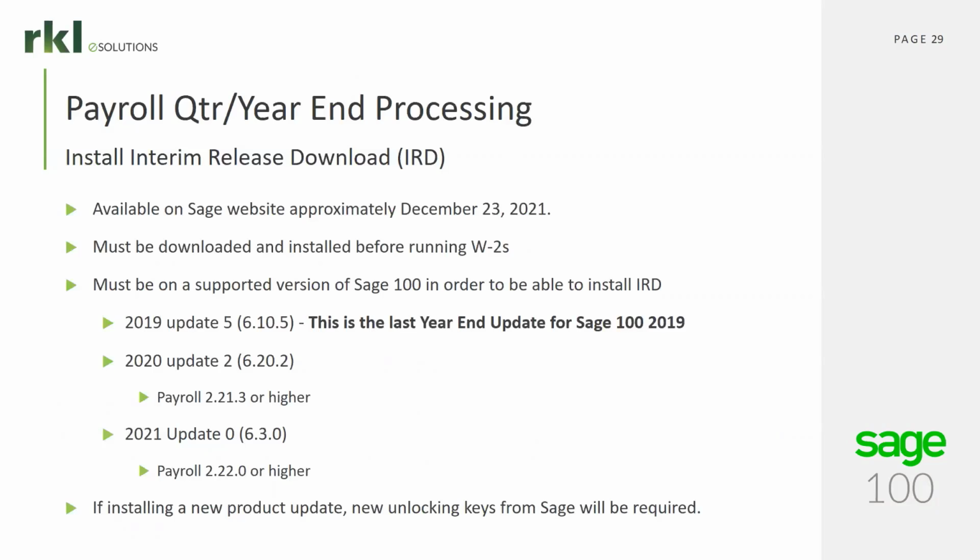It must be downloaded and installed before running your W-2 forms. And again, these are the supported versions of Sage 100 in order to be able to successfully install the IRD. Version 2019 is update 5 or higher, and this is the last year-end update for that version. Version 2020, update 2 or higher, with payroll version 2.21.3 or higher, and version 2021, update 0, with payroll version 2.22 or higher.